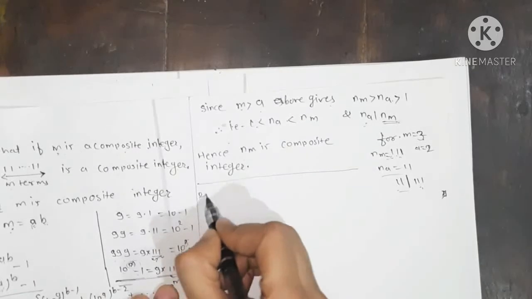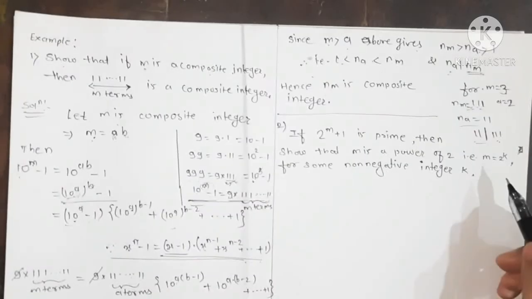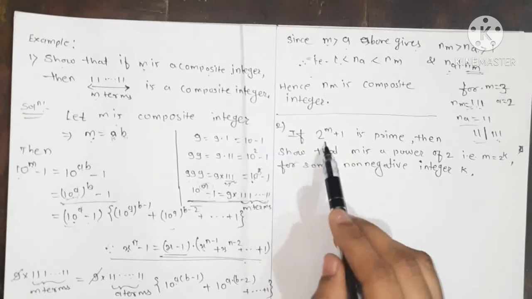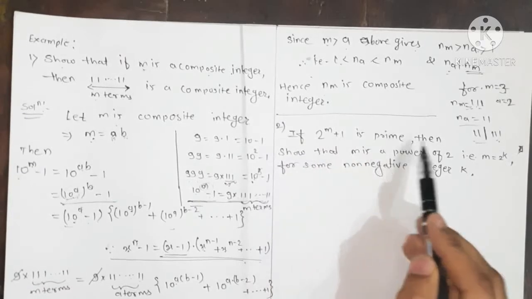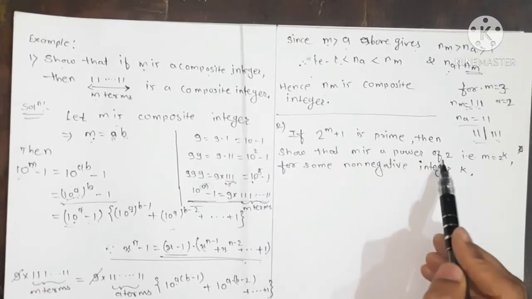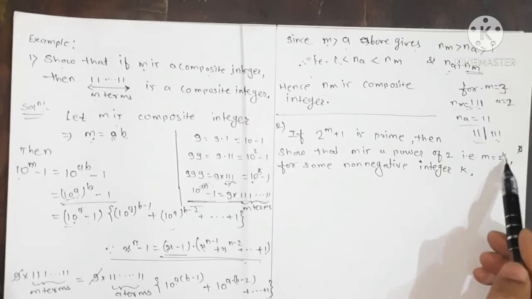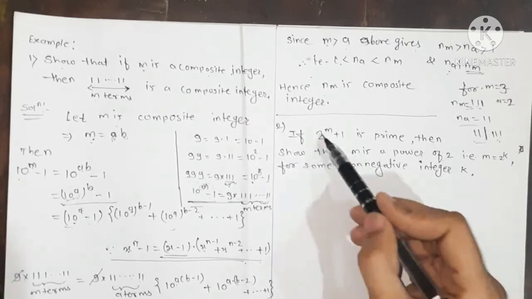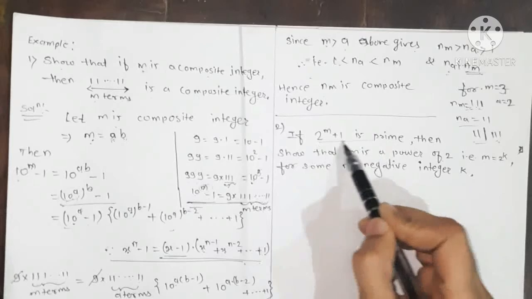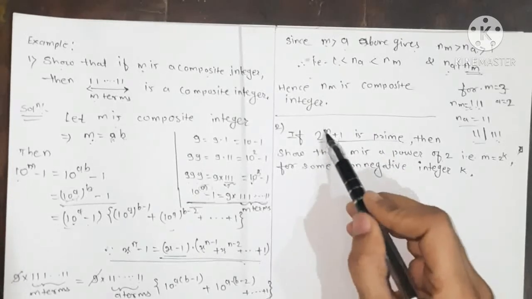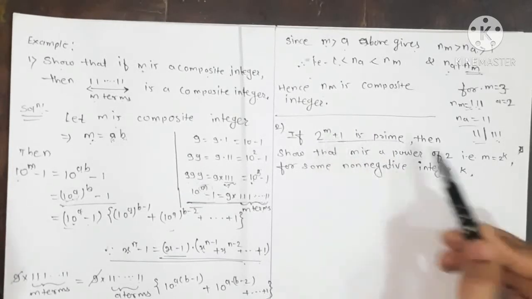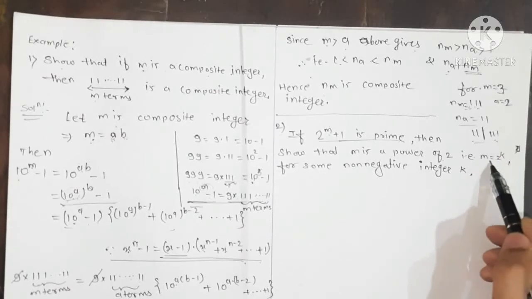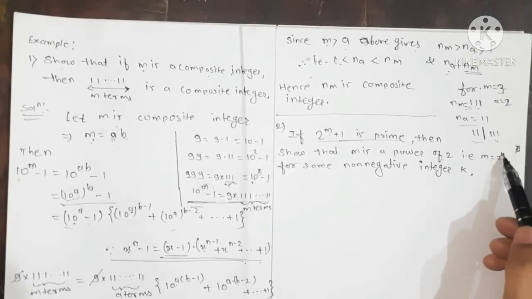Now we see the second example. Here the second example is: if 2 to the power m plus 1 is prime, then show that m is a power of 2, that is m equals 2 to the power k for some non-negative integer k. We have to show that if our given integer is prime, then m is a power of 2, that is m is the integer which is written as 2 to the power k.